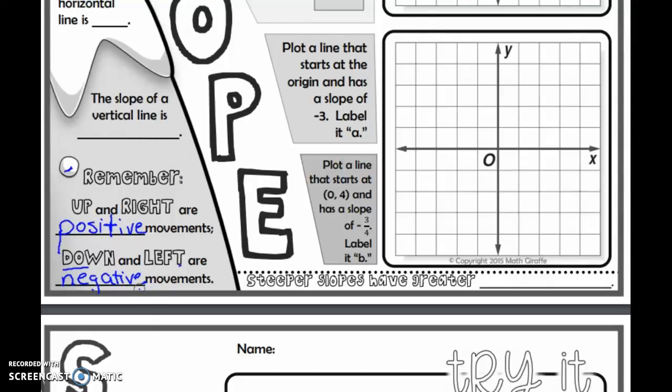Okay? Plot a line. We're over here right now. Plot a line that starts at the origin and has a slope of -3. Okay, here's my origin. I love drawing these by counting. It's so much easier than subtracting. So it says plot a line that starts at the origin and has a slope of -3. Now remember, negative means going down. So I'm going to go 1, 2, 3, and over to the right.